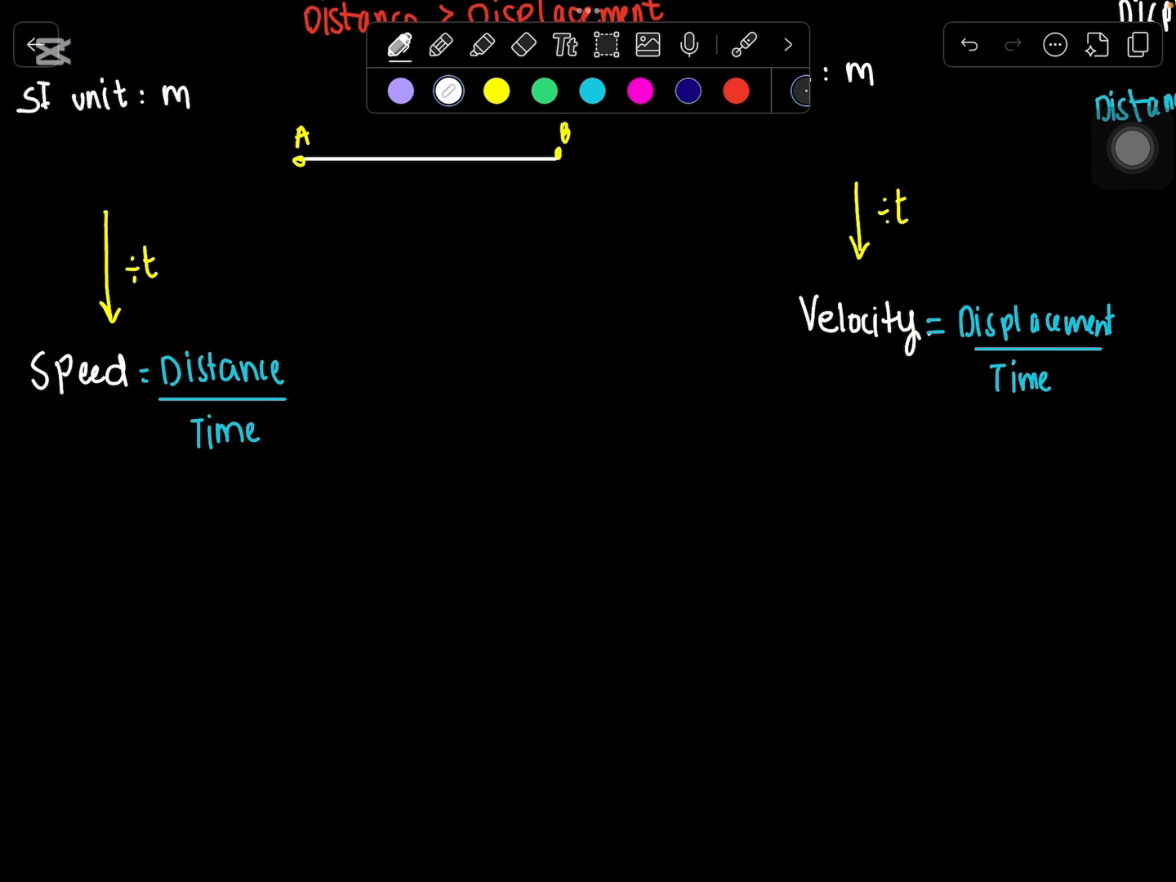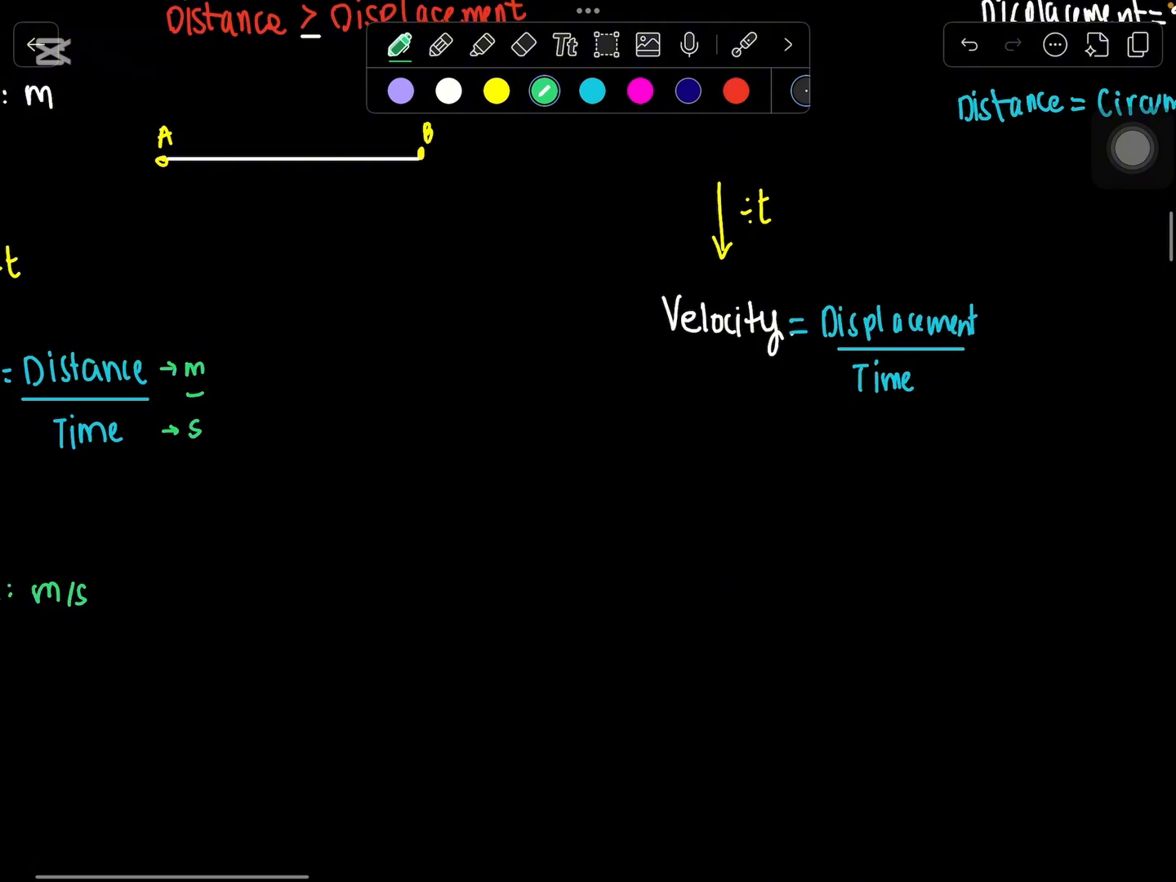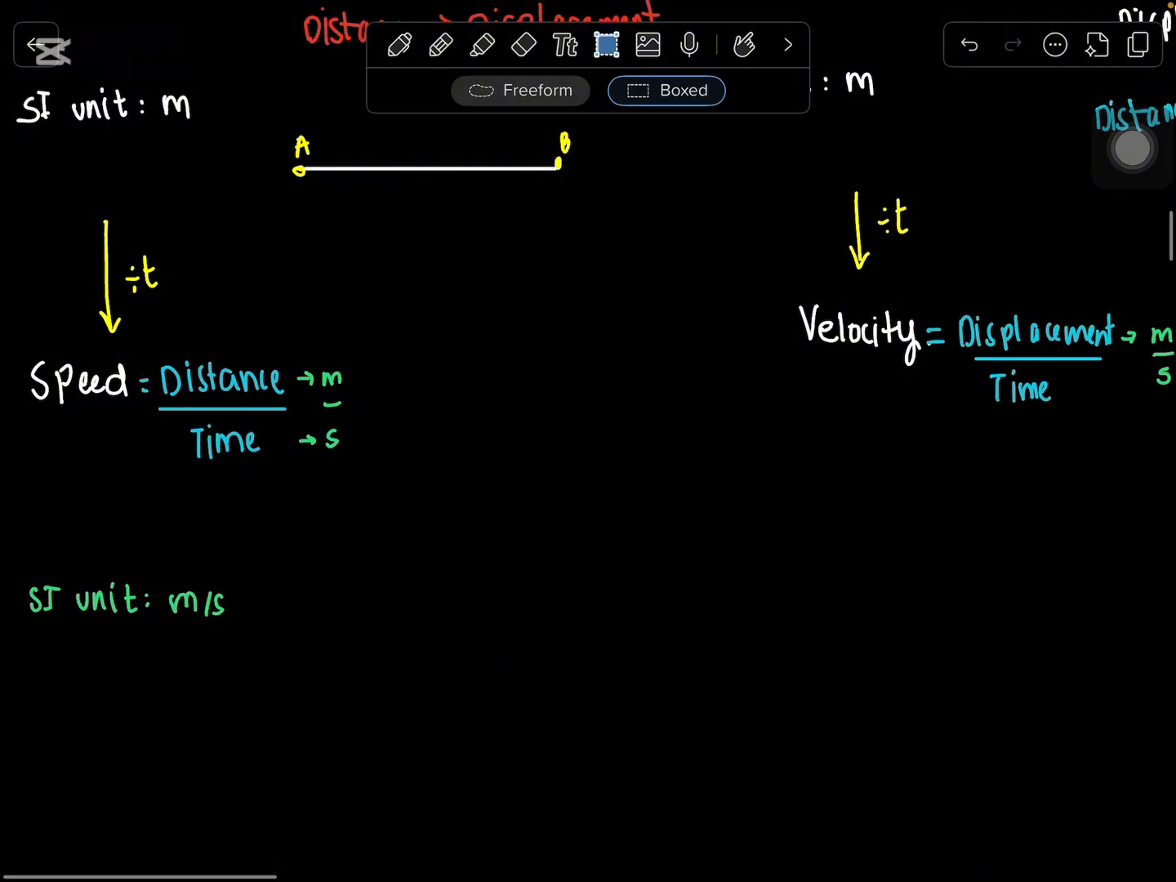Okay, now talking about the unit. The unit of distance is meters, divided by the unit of time, which is seconds. So the SI unit for speed is meters per second, okay? And the unit for displacement is also meter because it's a length, and the standard unit for time is seconds. So the SI unit for velocity is also meters per second.